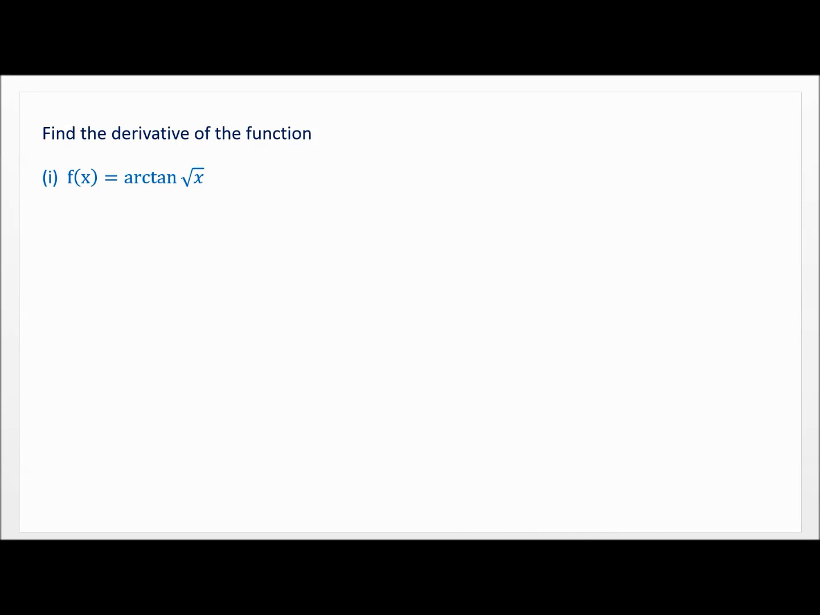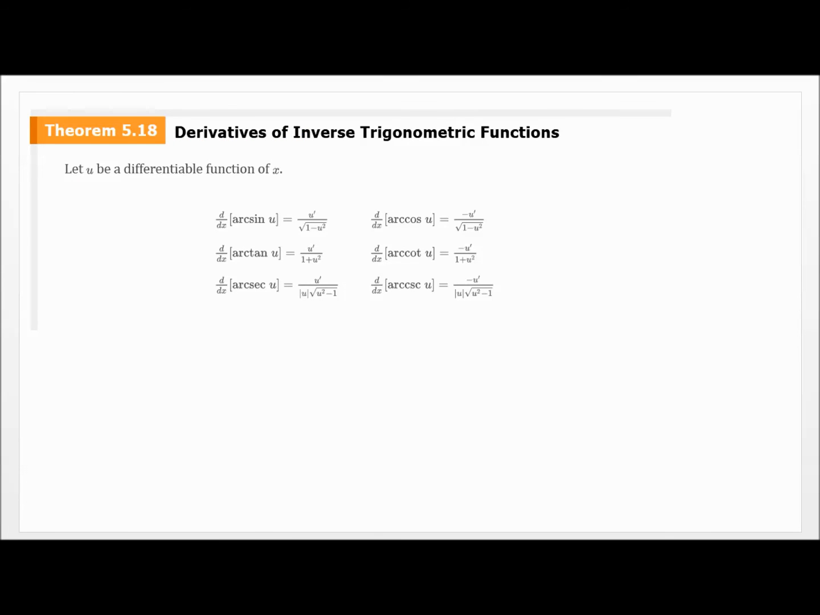So our next problem, arc tangent of the square root of x. So we need the formula. So let's go back and look at the formula. So here they are. Now arc tangent is the second one here, u primed over 1 plus u squared.